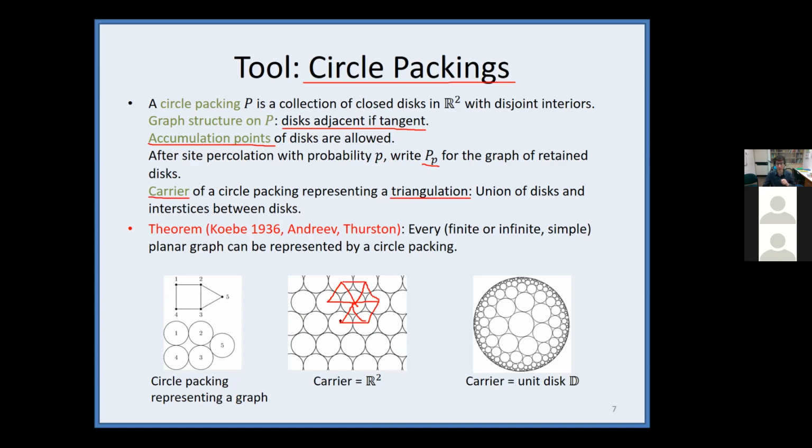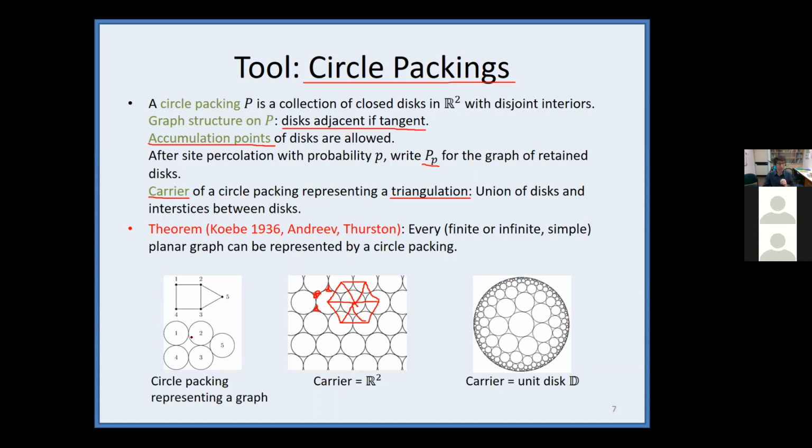So in that case, when it represents a triangulation, then the carrier of it is the union of the disks and the so-called interstices, which means these little holes between the disks. So you take the disks themselves and the little holes together, and this is the carrier. So in this particular example, you have that the carrier is R squared, all of the plane. And in this particular example, the carrier is the open unit disk, whereas all the boundary points of the unit disk are accumulation points. Accumulation points are very important, by the way. So here it's the entire boundary.